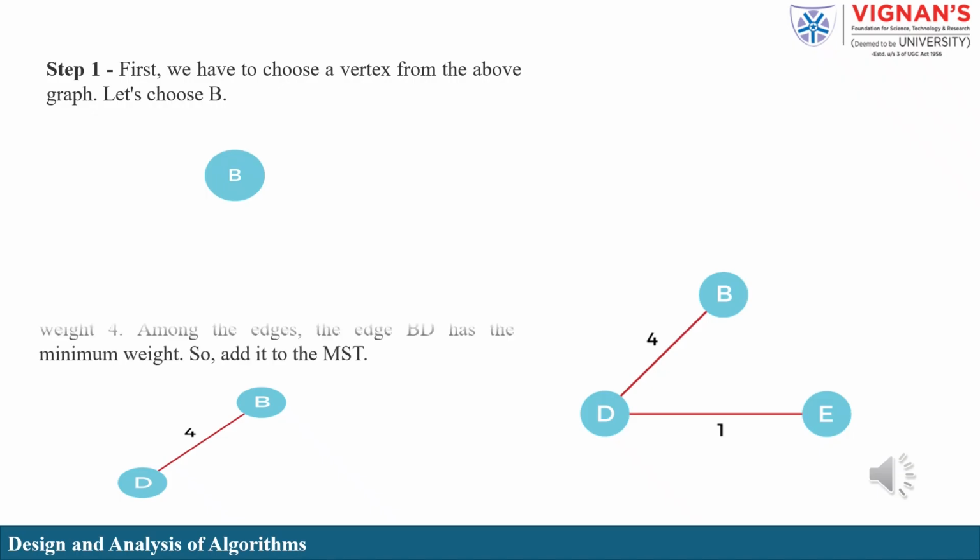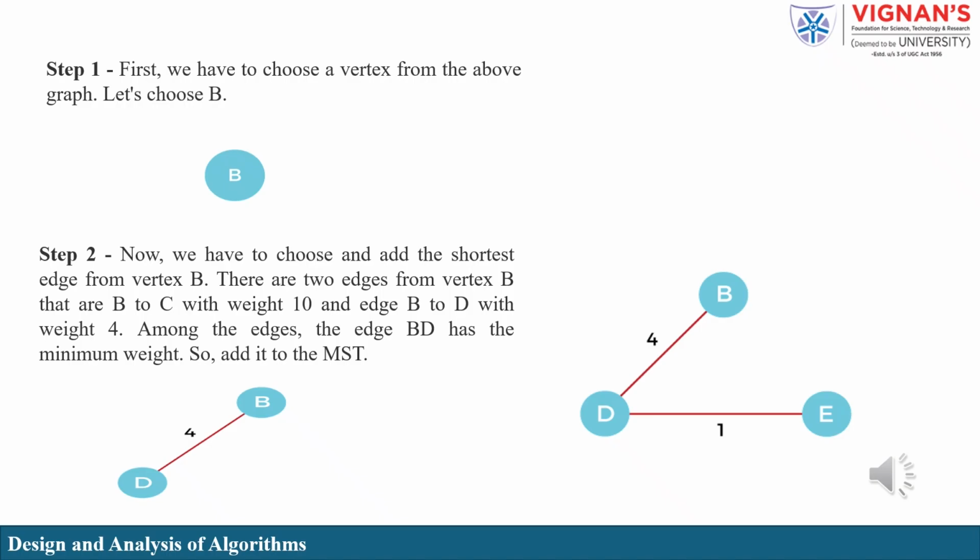Step 2. Now, select the shortest edge connected to B. There are two edges, BC with weight 10 and BD with weight 4. Since 4 is smaller, we select edge BD and add it to the MST.